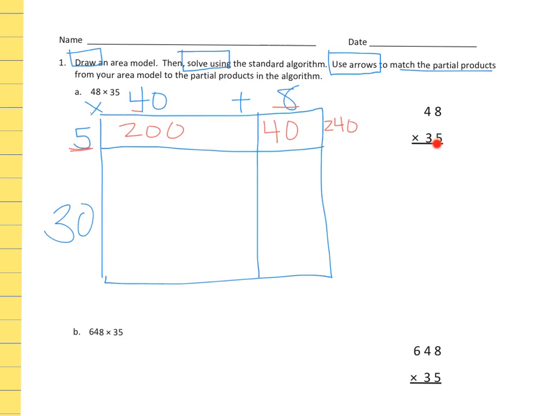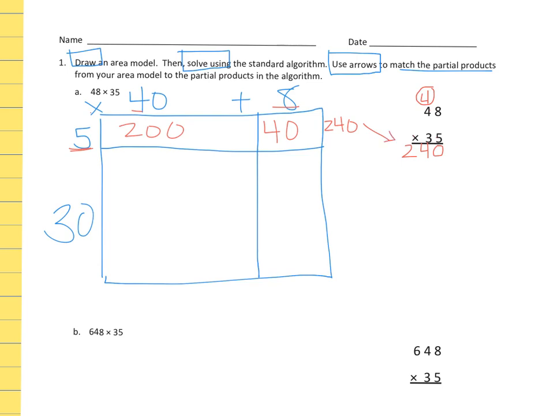Over at the standard algorithm, we're going to say, okay, we're starting here at the 5, and we're going to do the 5 times the 8, and then the 5 times the 4. And we're going to be doing some regrouping. So 5 times 8 is 40, so we're going to bring the 4 up on top, and we're going to bring our 0 down. And now we have 5 times 4, which is 20, and we're going to add the extra 4 up on top. We're adding that. We're not multiplying. So 5 times 4 is 20. Add 4 more. We get 24. So our first partial products do match each other.